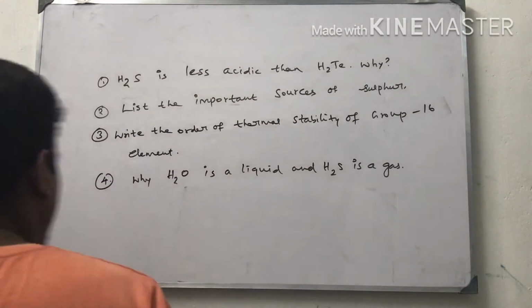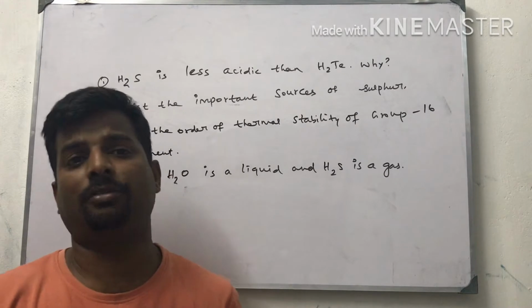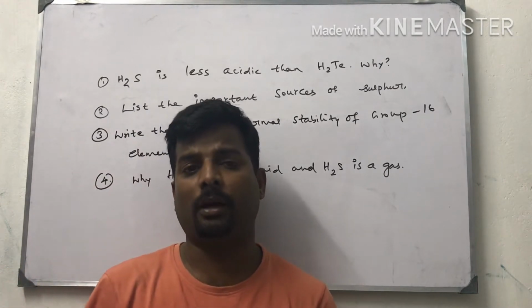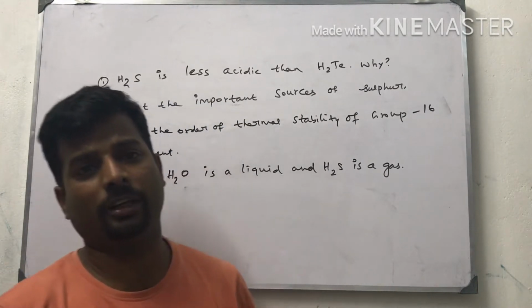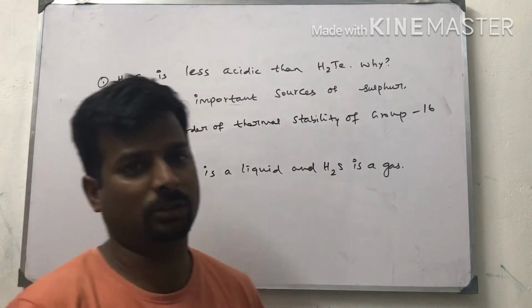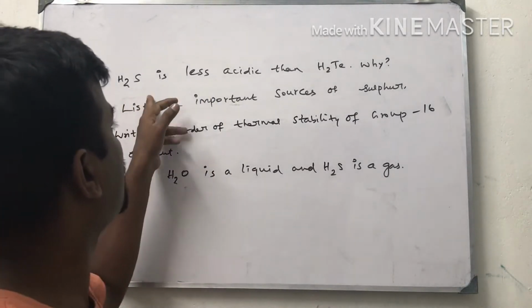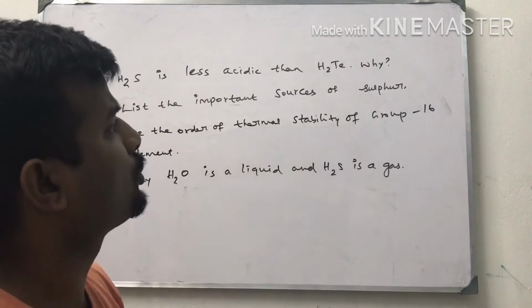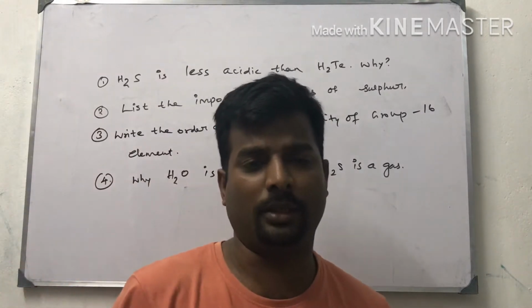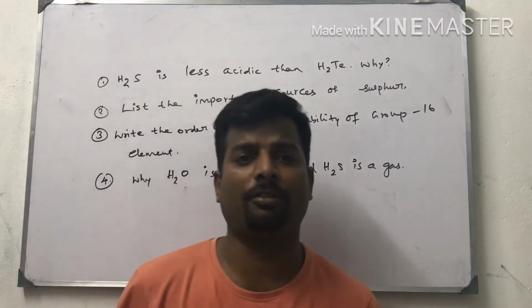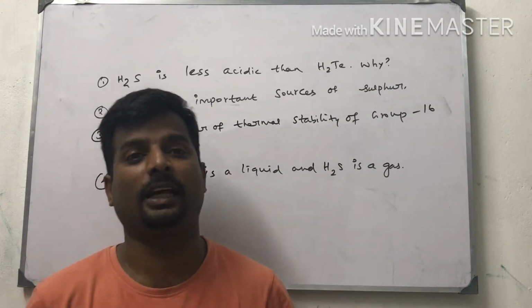Before that, the anomalous properties of oxygen, that part we completed. The in-text questions are given. We have to solve the in-text questions. First question: H2S is less acidic than H2Te. Why? This is the question. What do you mean by acidic character? First we have to know what acidic character is.